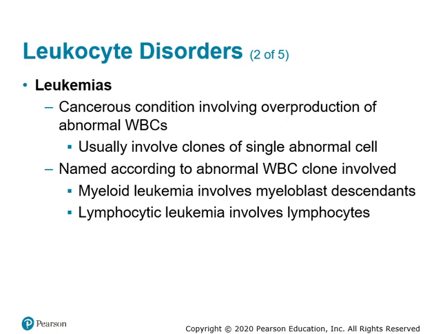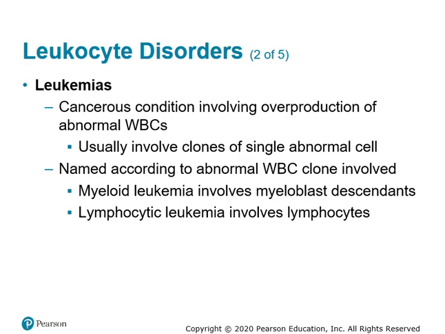Now, leukemias again are cancerous conditions involving the overproduction of abnormal white blood cells, and usually it involves just one single clone. Whether that clone is from an early developmental stage or later determines if the leukemia is acute, or quickly advancing, or chronic, which means slowly advancing.